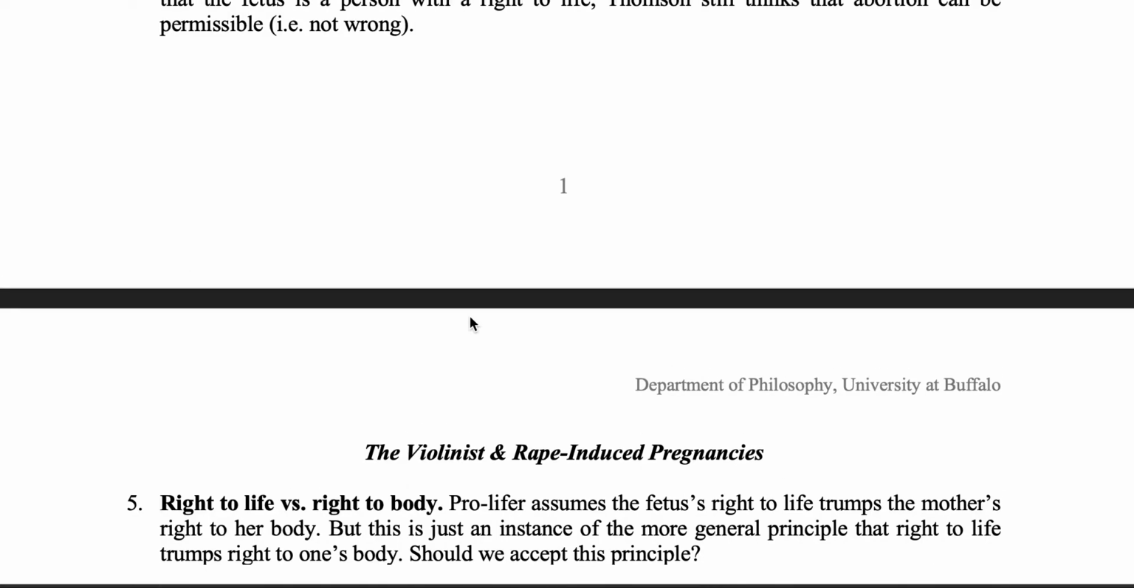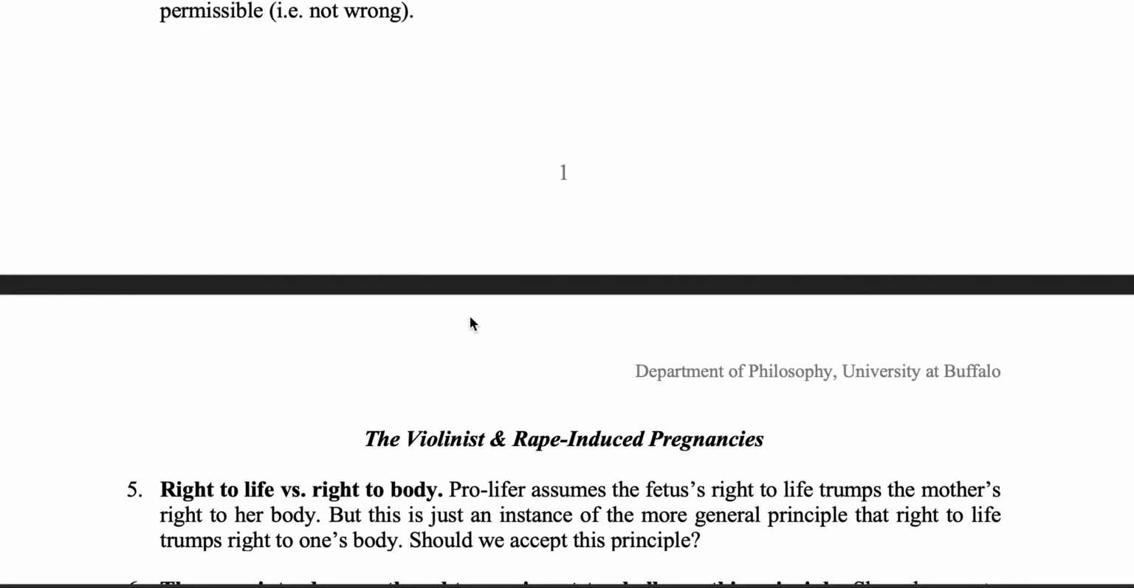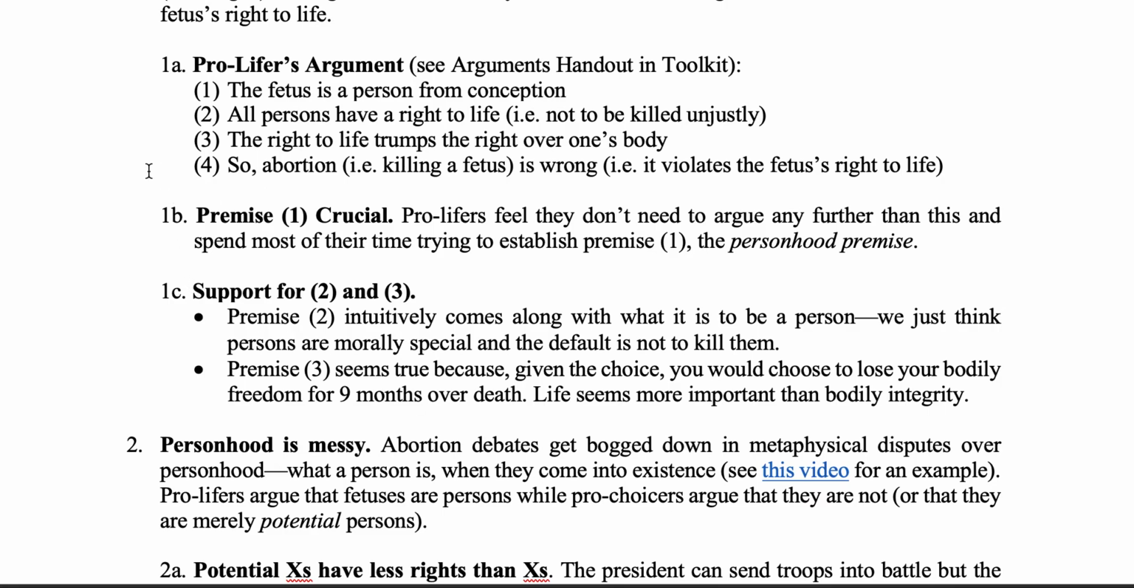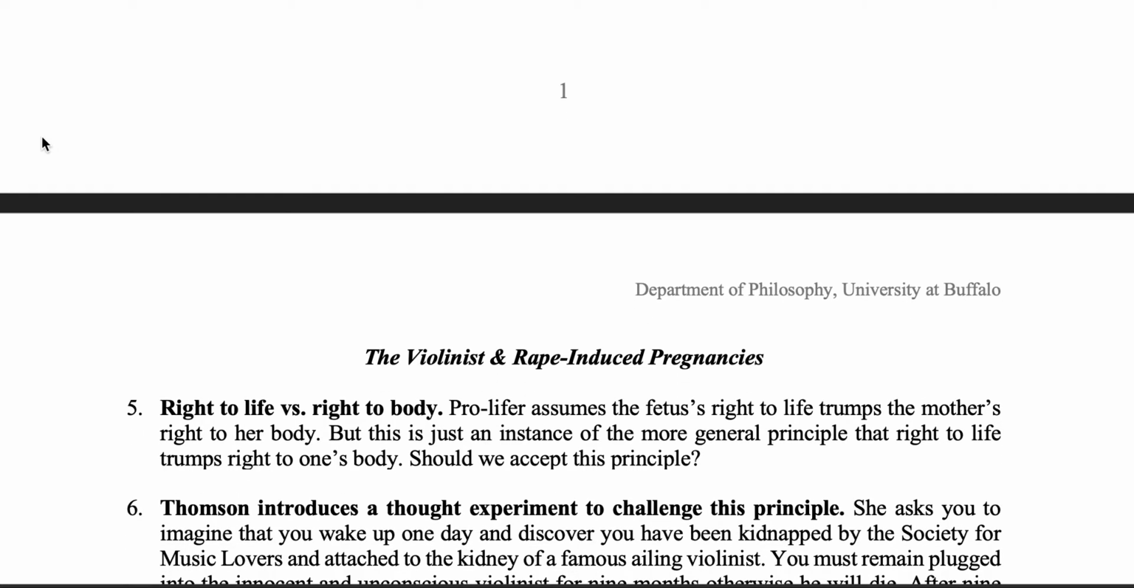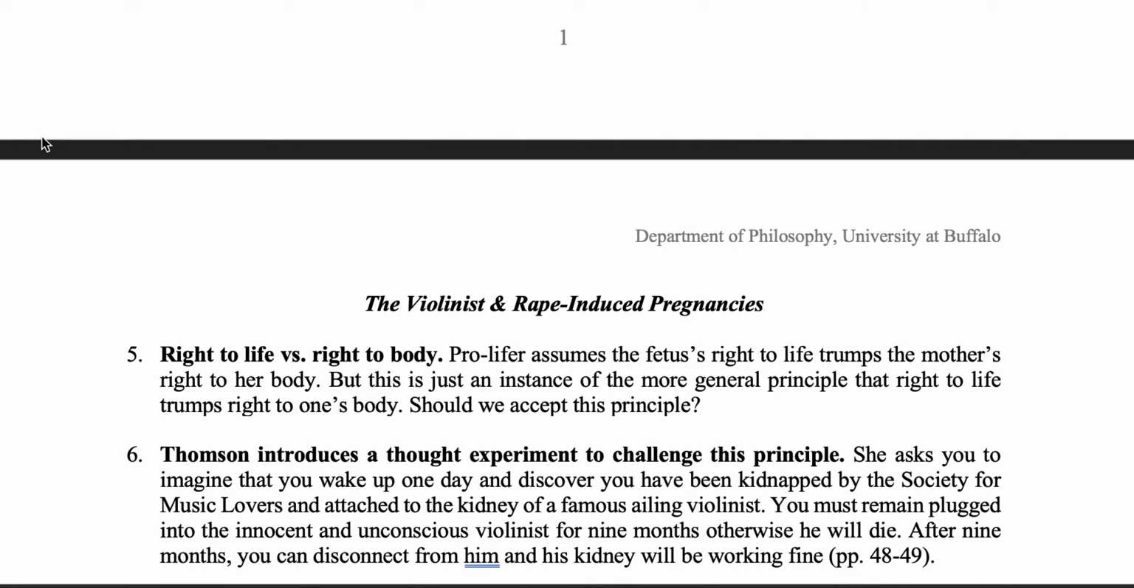All right, so basically she starts by addressing this assumption. The pro-lifer assumes that the fetus's right to life trumps the mother's right to her body. Okay, right to life trumps right to body. That's the principle that's being used here. Right to life trumps the right to body. And Thomson says, is that true? Let's ask if that's true, because that seems to be the principle underlying premise 3, and premise 3 is going to be the vulnerable premise that she thinks we can reject.